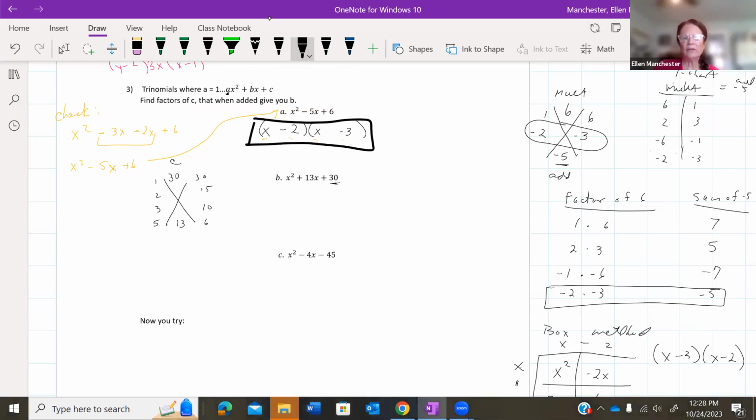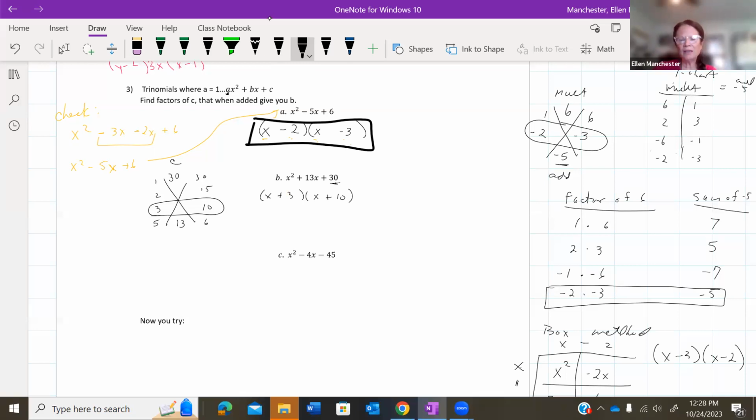So 1 and 30 is 31. 2 and 15 is 17. 3 and 10 is 13. There's my answer right there. Okay, so I set up 2 sets of parentheses. X squared is always x and x, plus 3, plus 10. And it doesn't matter what order. I could have done plus 10, plus 3. It doesn't matter. Okay. And I'm done. That's it.